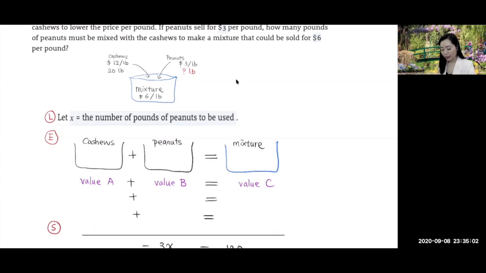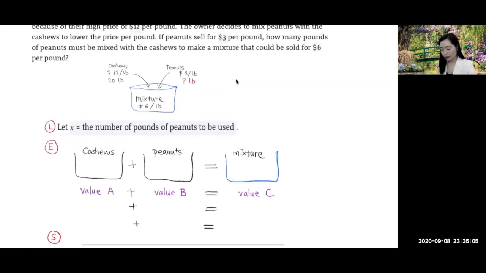And then you enter the information. Over here, for cashews, it is $12 per pound, and we have 20 pounds. Now, what about this peanut, which is $3 per pound? We don't know how many pounds, and that's the one we try to find out. How many pounds do we need? So we let x be that, so x pounds.